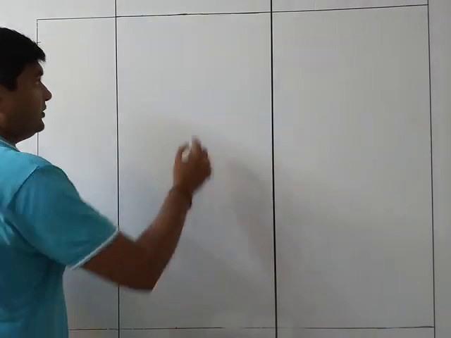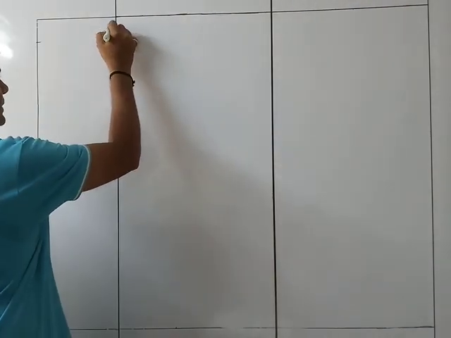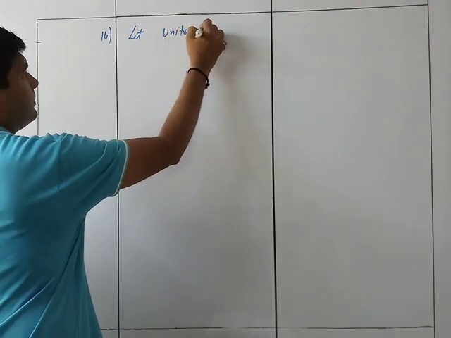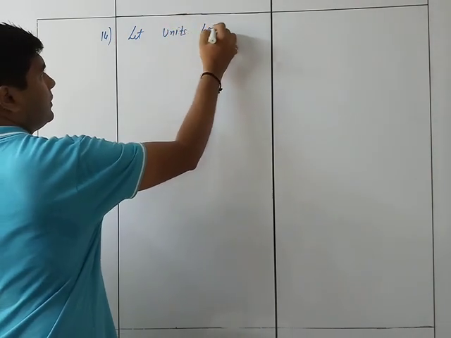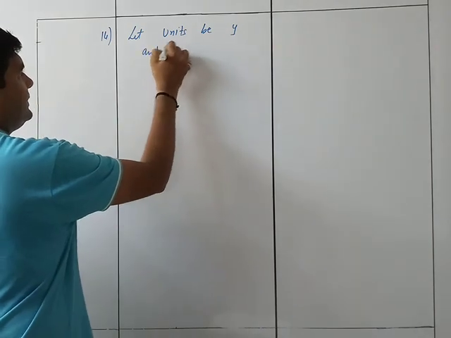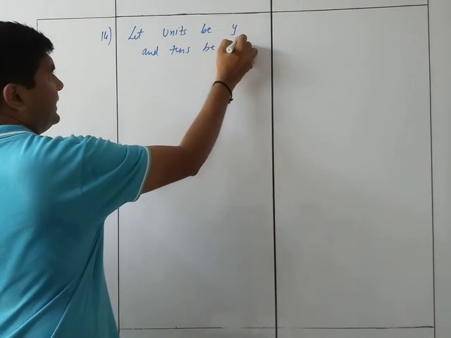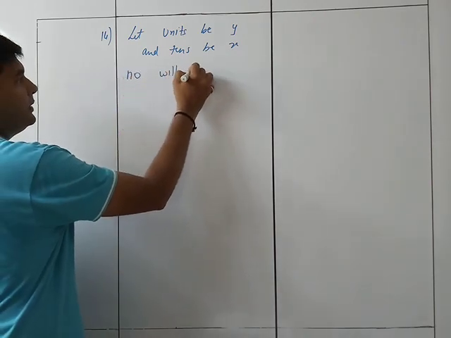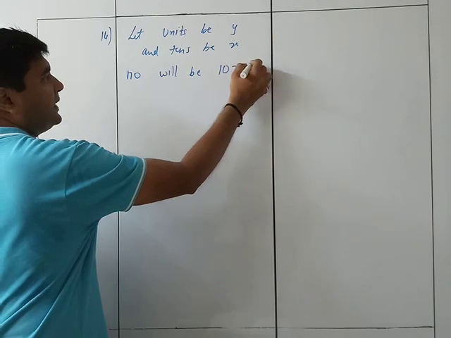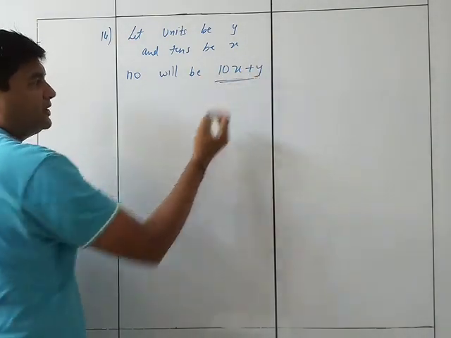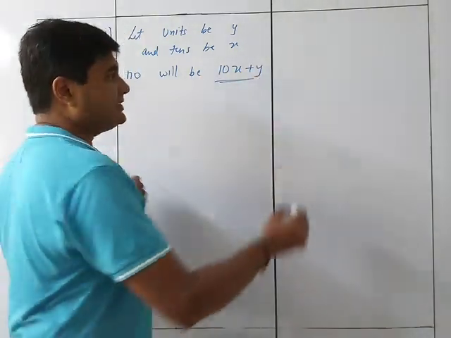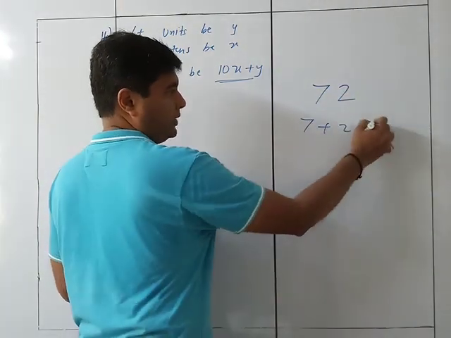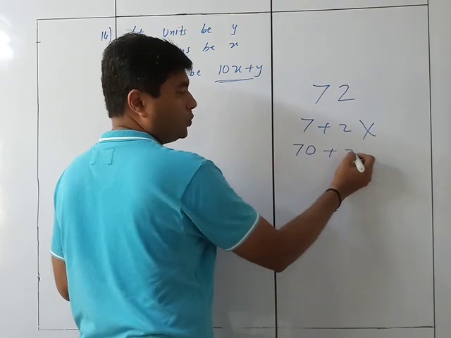Okay, it is this way: in the 14th sum, let units be y and tens be x. Now we'll see that the number will be 10x plus y. Now why is it 10x plus y? See, if I take the example of 72, is it 7 plus 2? No. It is 70 plus 2. What do you mean by this?